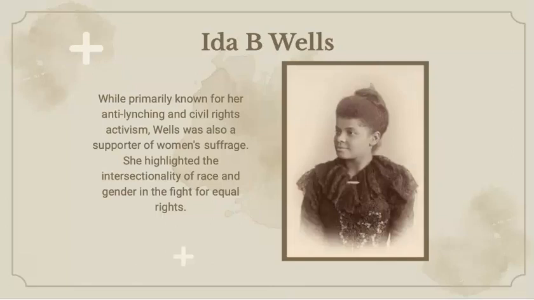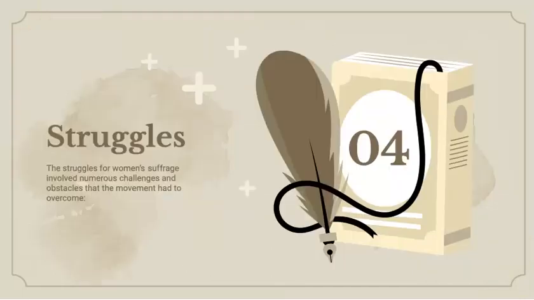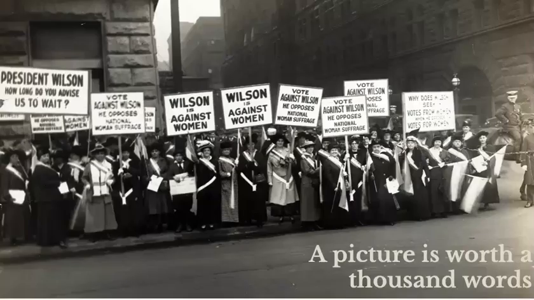Lastly was Ida B. Wells. While primarily known for her anti-lynching and civil rights activism, Wells was also a supporter of women's suffrage. She highlighted the intersectionality of race and gender in the fight for equal rights. Next are the struggles. This will include the struggles for women's suffrage that involve numerous challenges and obstacles that the movement had to overcome.